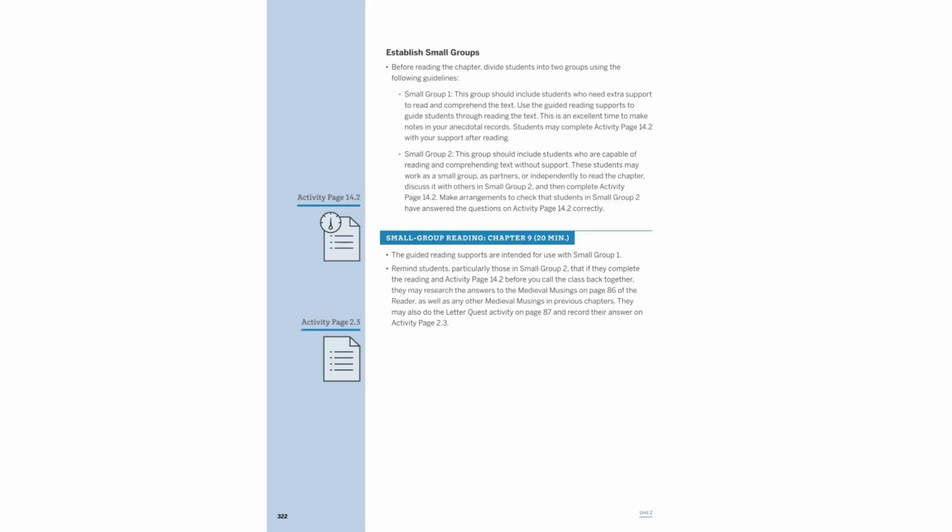Divide students into two groups for reading Chapter 9. Group 1 receives guided support, while Group 2 works independently. Group 1 uses guided reading supports and completes Activity Page 14.2 with assistance. Group 2 discusses the chapter and completes Activity Page 14.2 independently. Encourage Group 2 to explore medieval musings and letter quest activities if they finish early.